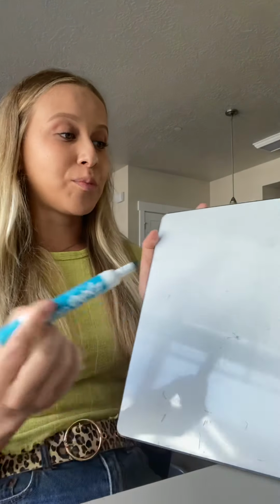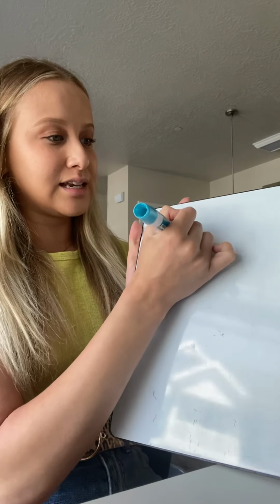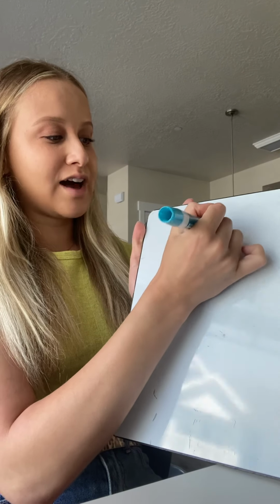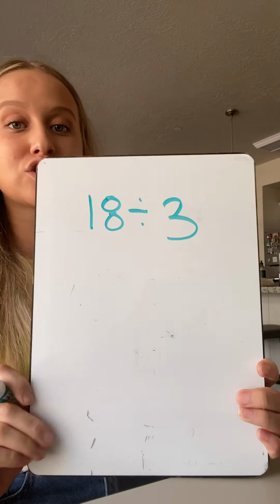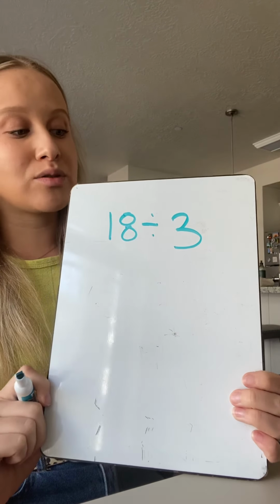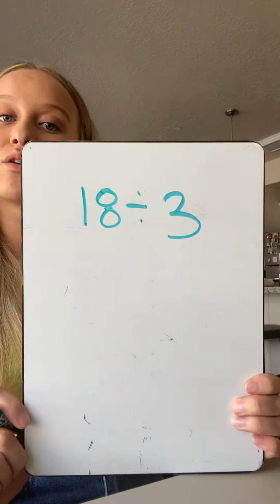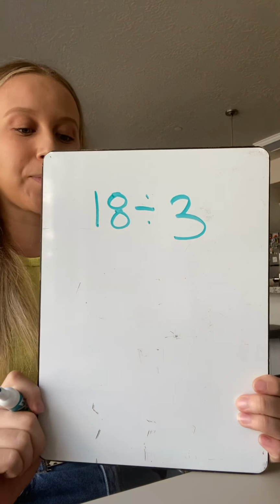I'm going to do the next one in blue because we are going to use the strategy skip counting. So the problem that you have is 18 divided by 3. I would like you to solve this by using skip counting. So go ahead and pause the video and press play when you are ready.